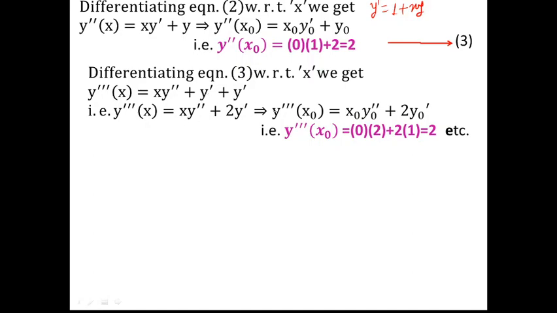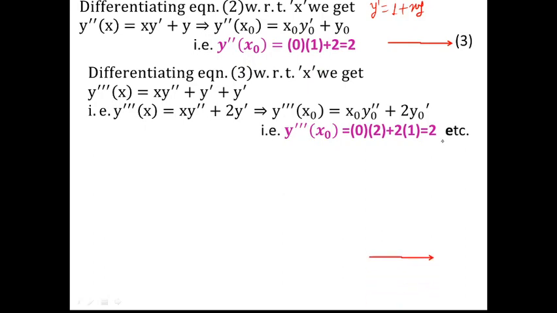Now let's find out its value at x naught. So what will it be? x naught y naught double dash plus 2 y naught dash. Putting all the values required over here: x naught is 0, y naught double dash is 2, plus 2 times y naught dash, which is 1. So in this way I will get 2. So how many terms are we getting so far as non-zero? y naught is non-zero, y naught dash is also non-zero, y naught double dash is also non-zero, and this is also non-zero. So I am getting 4 terms.